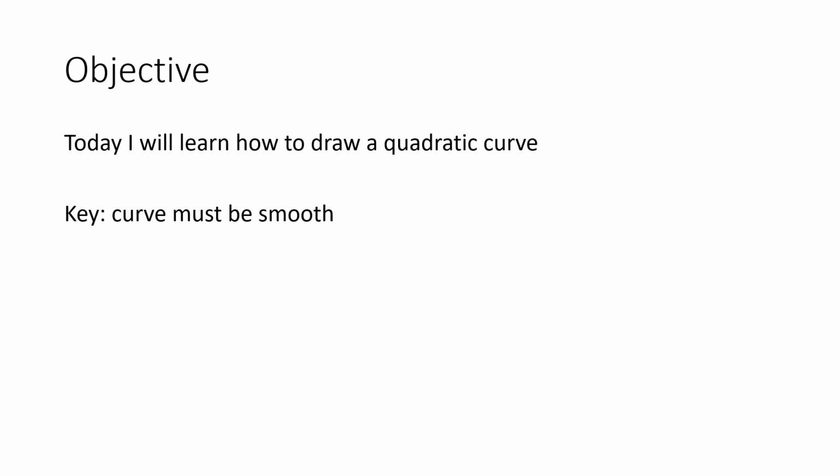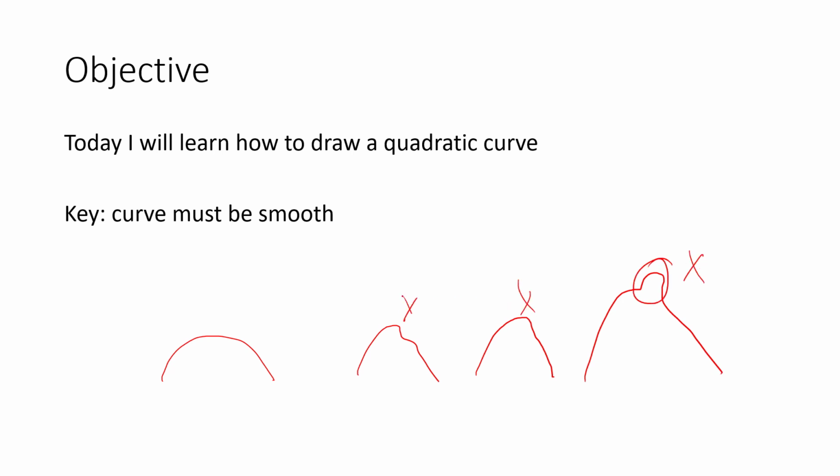What do I mean by smooth curve? That means like this, as opposed to, let's say, like that. Like that is not a smooth curve, neither is it like that. And if you find your curve to be like that, most likely something must be wrong. Okay, it must be smooth.